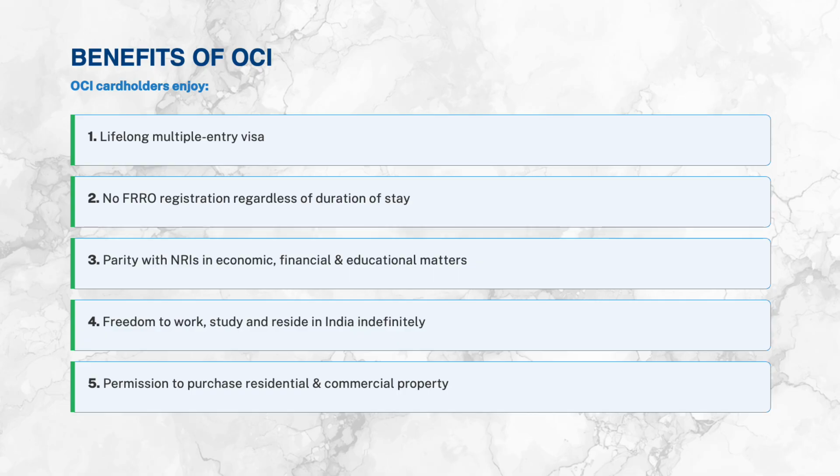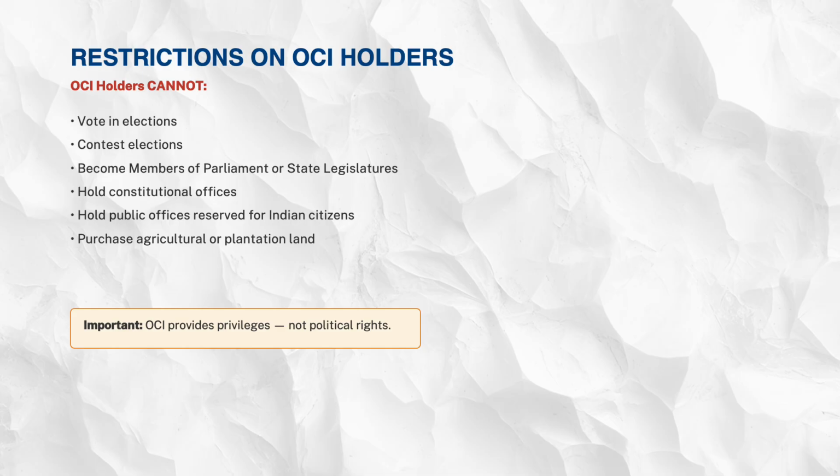Okay? If you're not an OCI, if you're a foreign national coming to India through different forms of visa other than OCI, you cannot own properties. It is only through the OCI card that you can own property, residential and commercial.